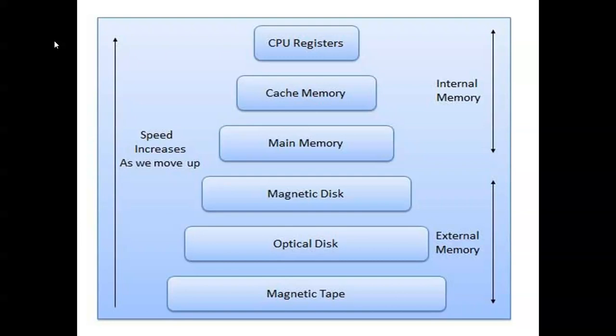So consider the memories, external and internal, and how the speed increases. Starting from the internal memory, CPU register, cache memory, main memory. So these come under internal. Then external memory: magnetic disk, optical disk, magnetic tape. Compared to internal, the external memory is a little bit slow. If you go further into internal memory, cache, CPU register, then the speed is more.